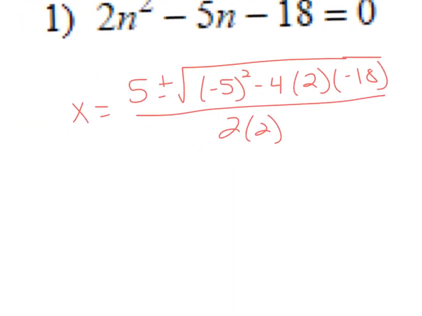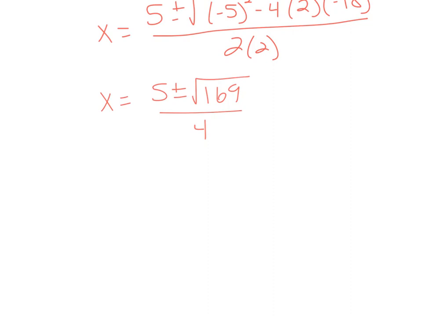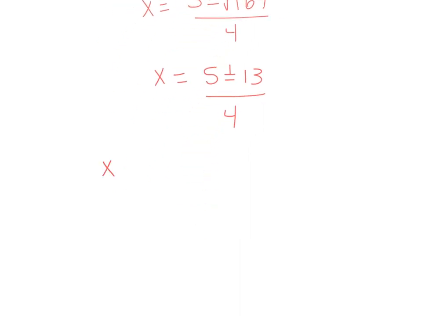When I did that, I got 5 plus or minus the square root of 169, divided by 4. Hopefully we know, and if you don't, you stick it in your calculator, the square root of 169 is 13. So x equals 5 plus or minus 13 divided by 4. Now break that up into your two individual parts: 5 plus 13 divided by 4, and 5 minus 13 divided by 4.